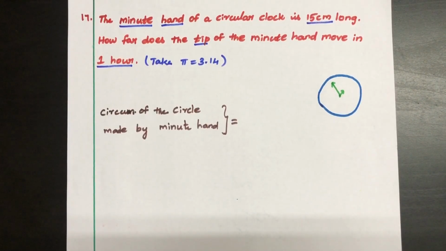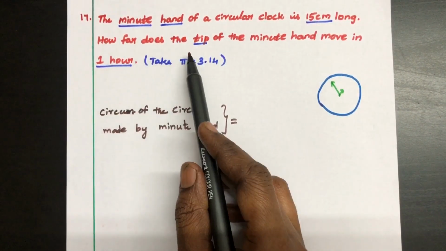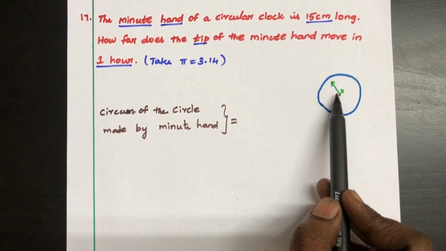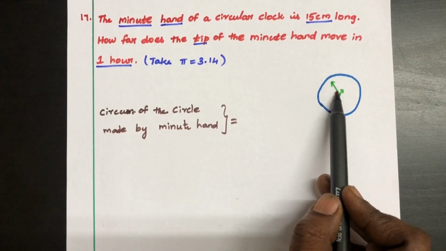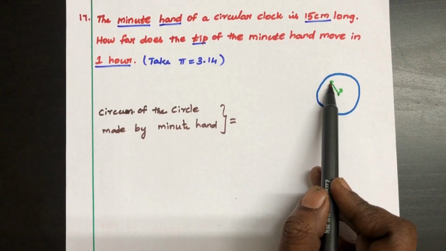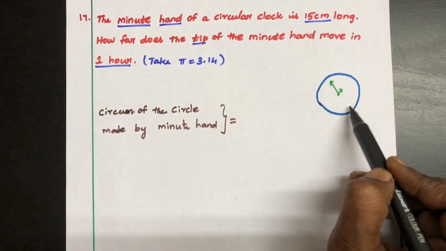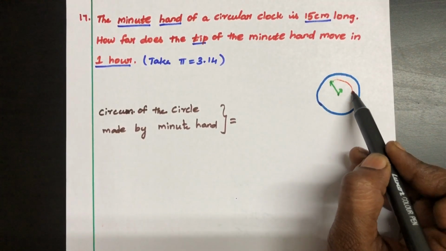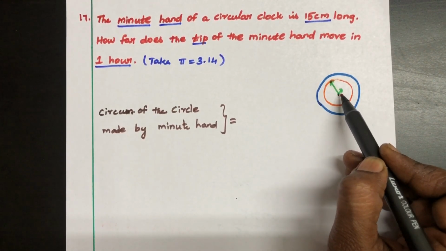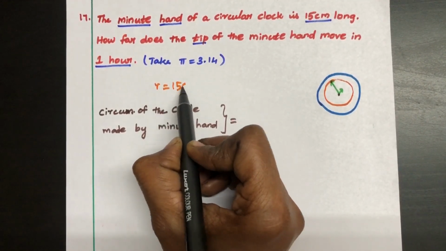That's all. 17th question. The minute hand of a circular clock is 15 centimeter long. How far does the tip of the minute hand move in 1 hour? Just imagine a clock, minute hand, hour hand. Now we are going to consider this minute hand alone. Pi equal to 3.14. That means it will make a circle, right? If it goes around here, it will make a circle. This is 15 centimeter long, which means this is the center, so it must be the radius. So radius is equal to 15 centimeter, right?